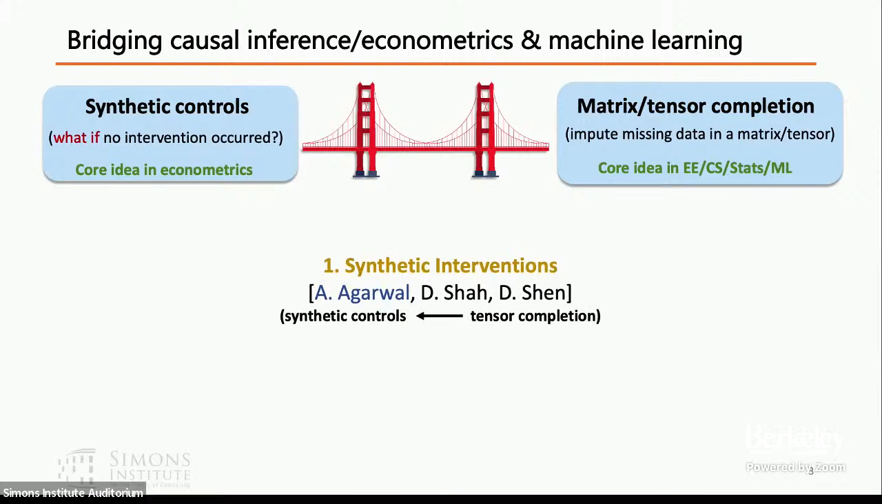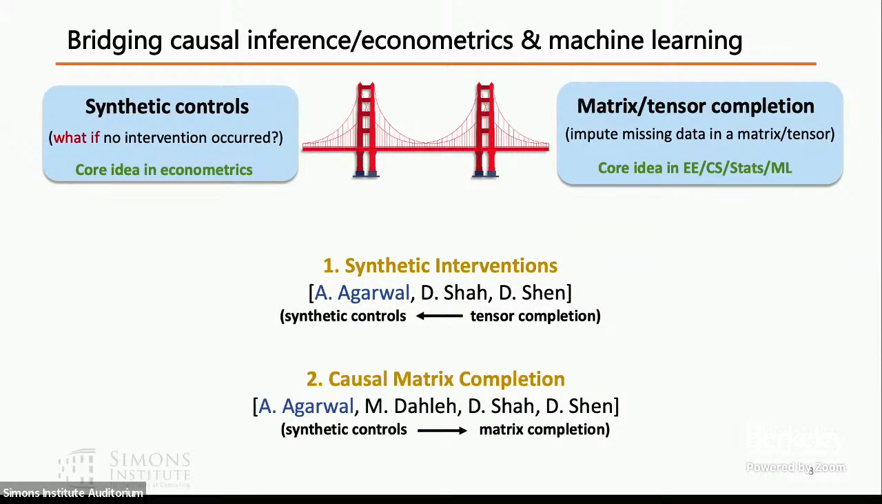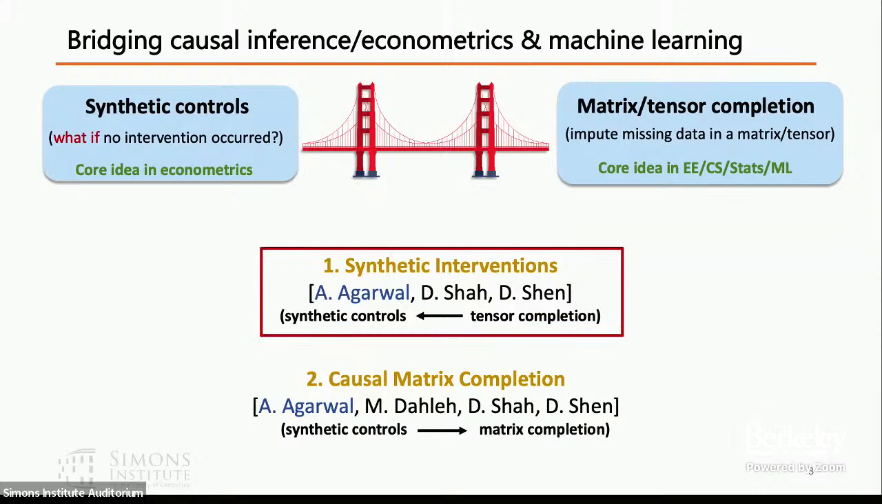My thesis is about two pieces of work. The first is synthetic interventions, which brings ideas from tensor completion to synthetic controls. This is joint work with Devavrat Shah, who was my advisor at MIT, and Dennis Shen, who's a longtime collaborator and a postdoc here. And the second piece of work is causal matrix completion, which brings ideas from synthetic controls to matrix completion. Today, I'm just going to talk about the first piece of work called synthetic interventions.